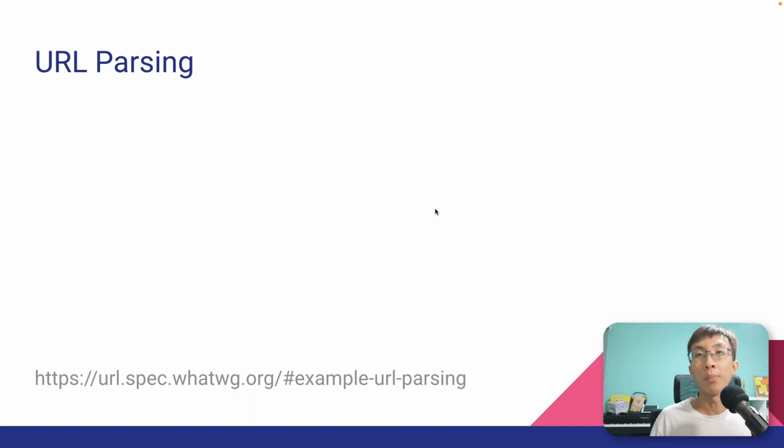So what are they? If you go to this link, urlspec.wartwig.org, you will find detailed step-by-step instructions on how to figure out, based on the base URL, which is the current URL that you are at, and the specified URL, the actual URL that you are trying to go to. I'm not going to read through the algorithms, but we can take a look at one example.